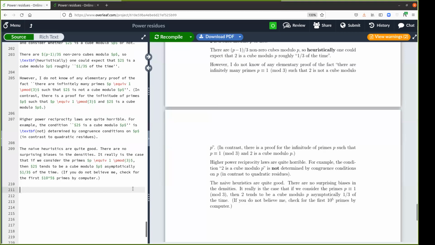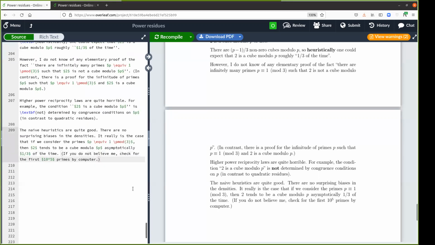And if you don't believe me, you can just do some check by computer. You go through all the primes and check if the equation is solvable or not. And then you see that it seems to be about 1/3 of the time when the equation is solvable. Do we have to do some coding? Yeah, you should do some coding. Of course, you can check it by hand too, but that's a bit slow.